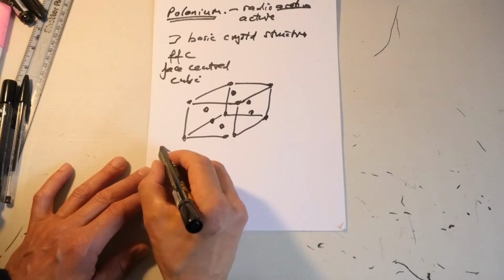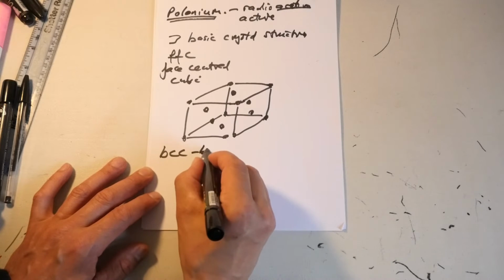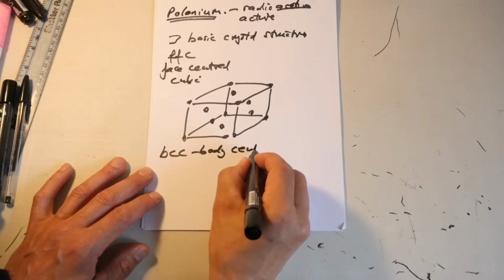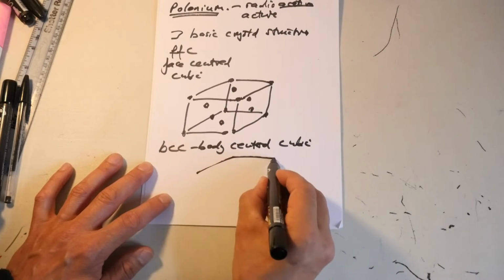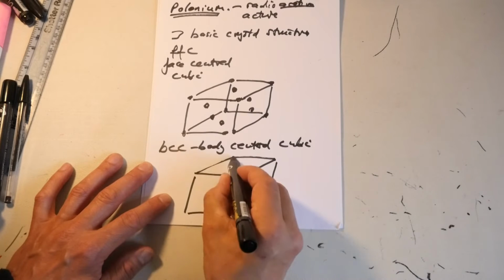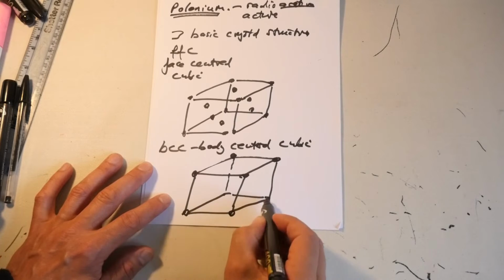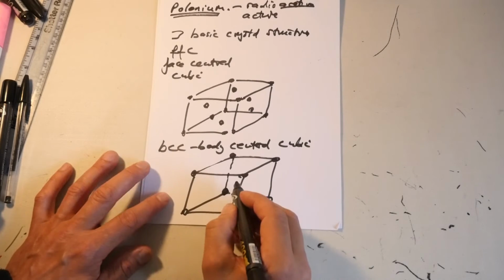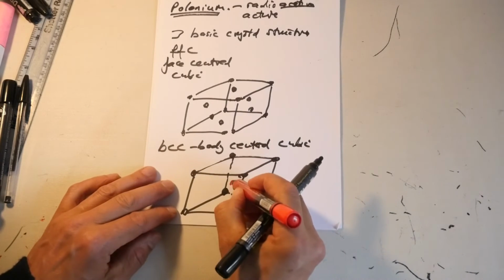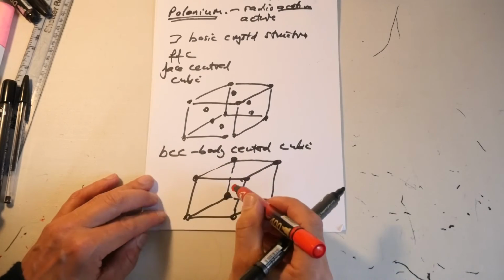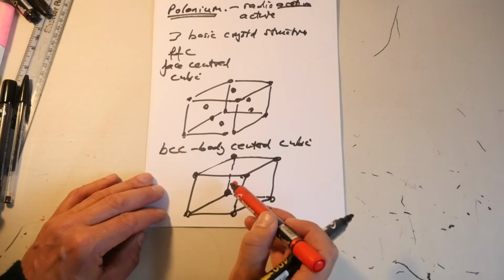There's one called body center cubic, okay? Which is again the atoms or ions in each corner, okay? But then in the middle of it you got, probably easier if I drew this with a red pen, in the middle of it you got a big atom, okay? So that's body center cubic. This is face center, where each of these is actually on the face, okay? But this is in the body.